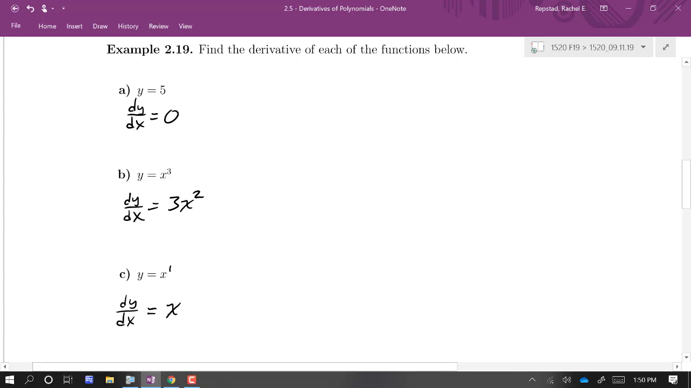There's some books, I don't know if this book does, but the other book we used to use would present a linear function like it's its own special rule. Like the derivative of kx is just equal to k. And that's true, but it's also what you get if you just apply the power rule and know that you've got x to the first power.